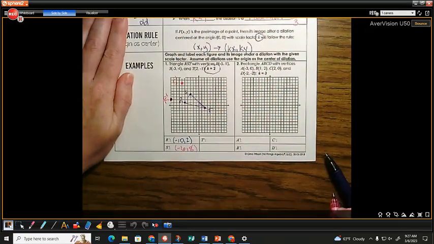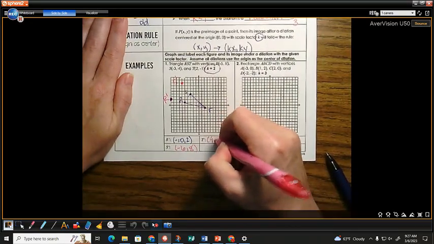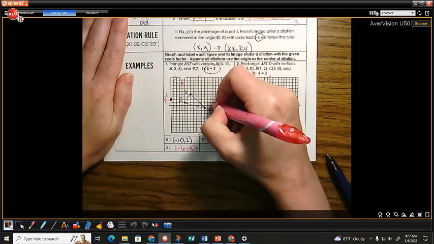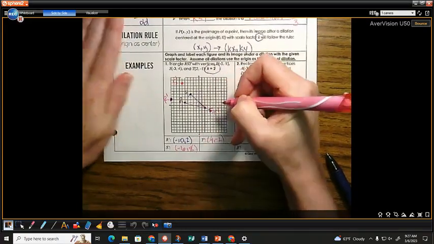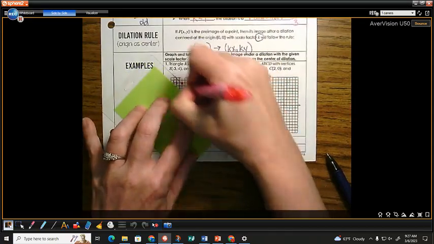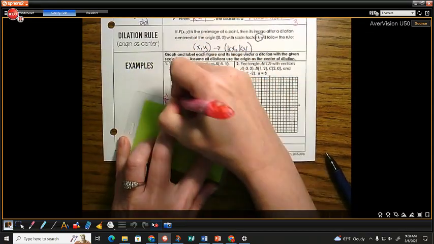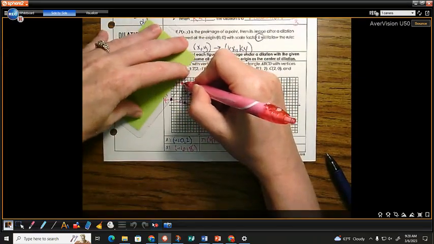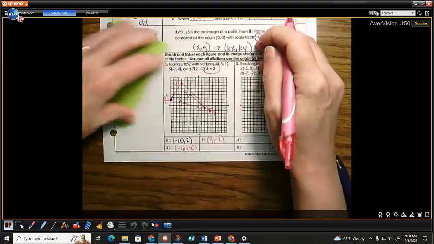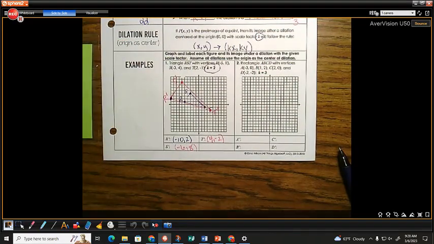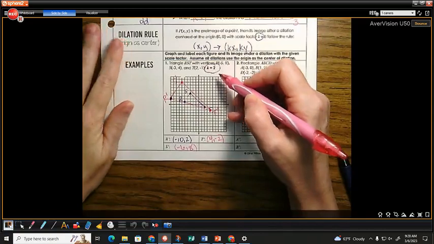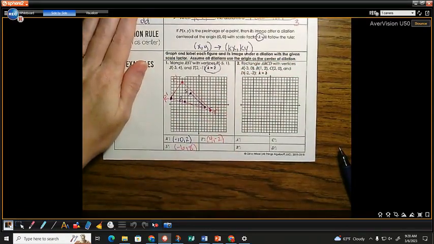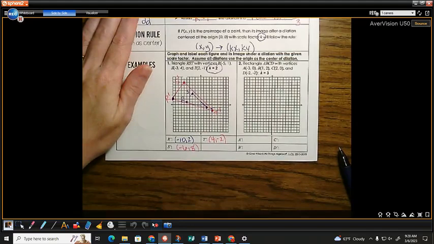And T prime is at, somebody wrote really small. Is that 4, negative 2? Yes. 1, 2, 3, 4, negative 2. T prime. All right. A couple of things you should notice from the image. First of all, is it bigger? Yes. Was it supposed to be bigger? Okay, so you did something right. What else do you notice about the image compared to the pre-image?